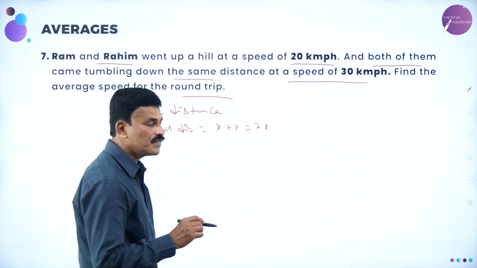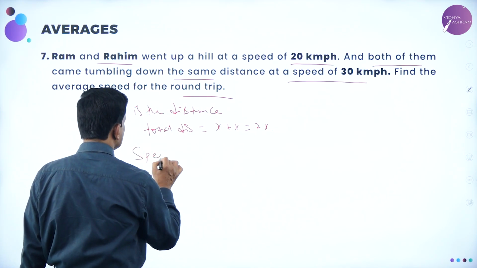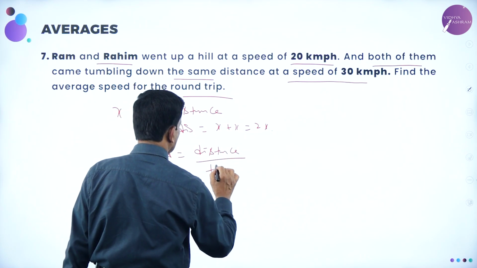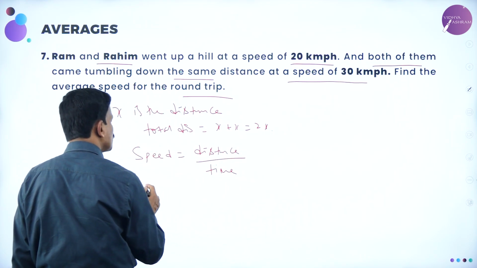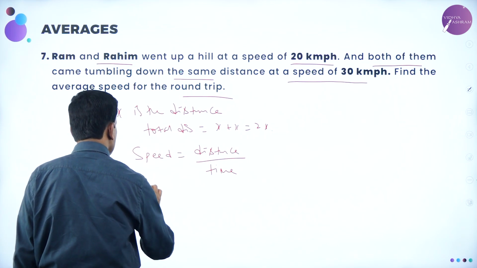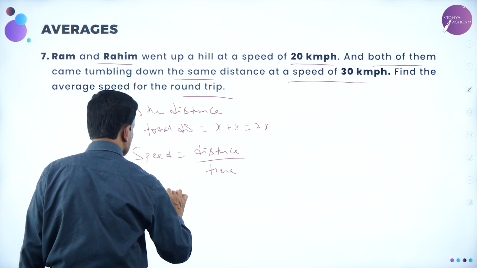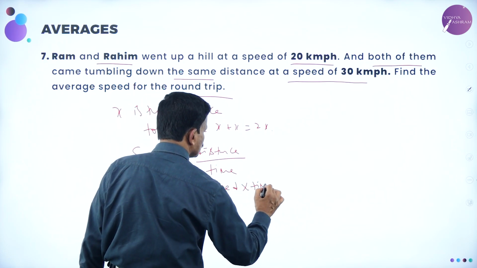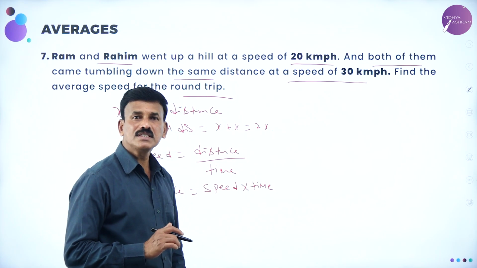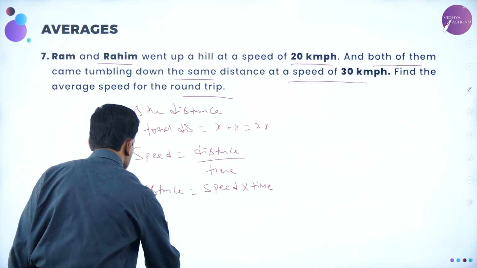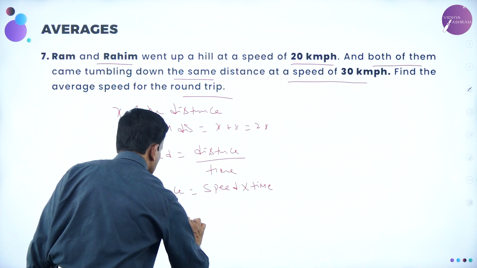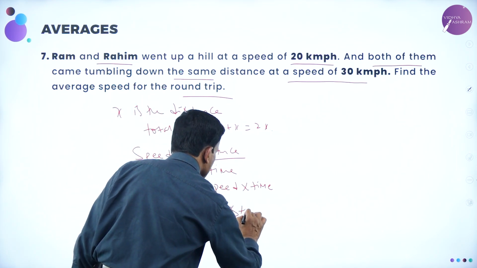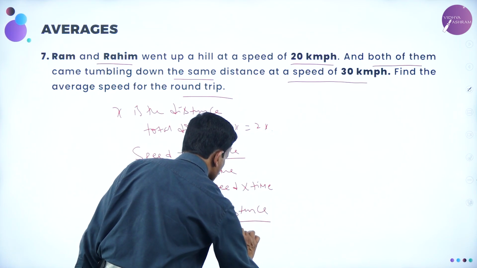Now we know the formula for speed is equal to distance travelled divided by time taken, or cross multiplied, distance is equal to speed into time taken. Or if you want time alone, time can be written as time is equal to distance travelled by speed, distance by speed.